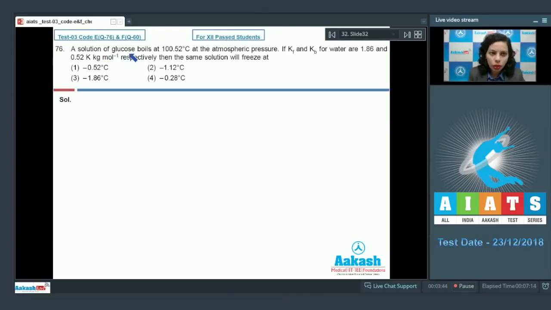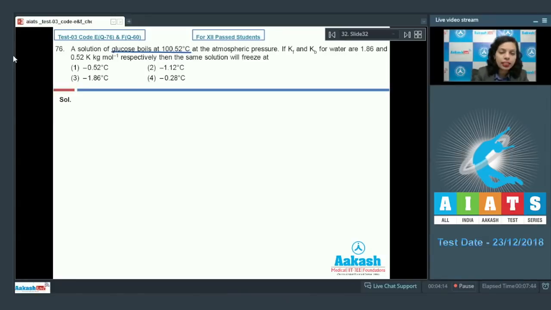A solution of glucose boils at 100.52 degrees Celsius at atmospheric pressure. If Kf and Kb values for water are 1.86 and 0.52 Kelvin kilogram per mole respectively, then the same solution will freeze at... It means you have the boiling point of this glucose solution, that is 100.52 degrees Celsius, and now you just want to find out its freezing point.